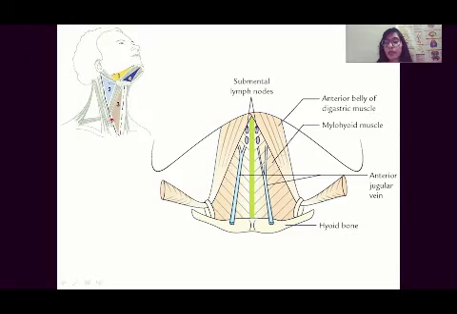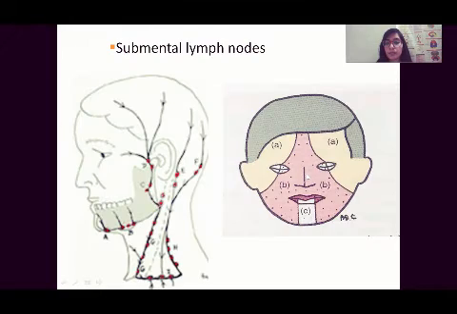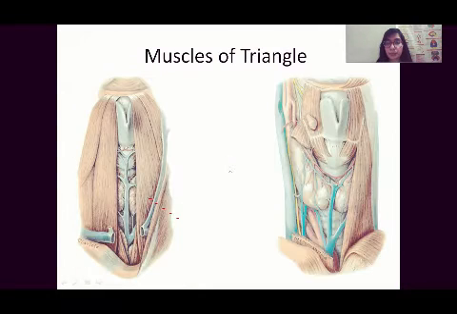This is the anterior belly of digastric. This is the mylohyoid muscle. This is your anterior jugular vein and again the hyoid bone. As I said, the submental group of lymph nodes supplies most of your face part, so this part is covered by the submental group of lymph nodes, and the supply is like this.